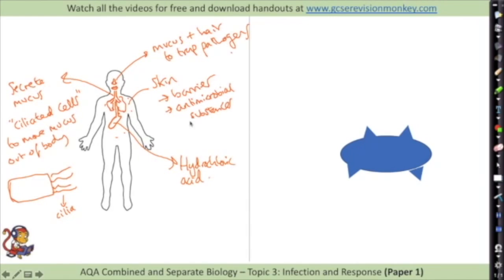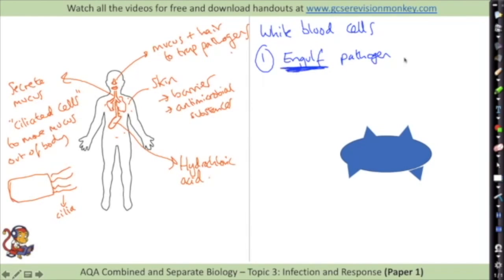Despite all of these initial defences, some pathogens still get into our body and still get into our bloodstream. So within our bloodstream we have cells called white blood cells, and there's some different types of these. Some of them can engulf a pathogen. We say engulf because these are just cells. We can't say eat or anything like that.